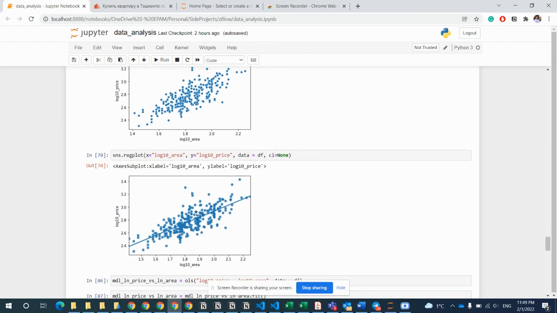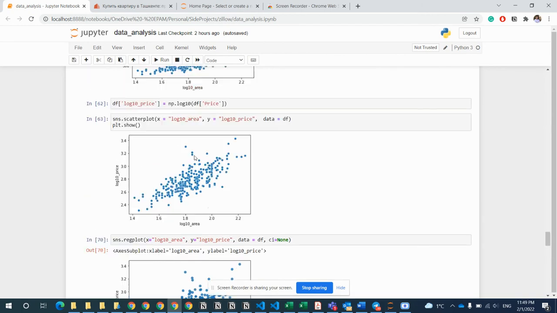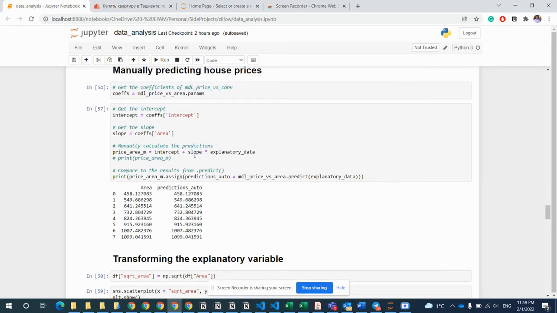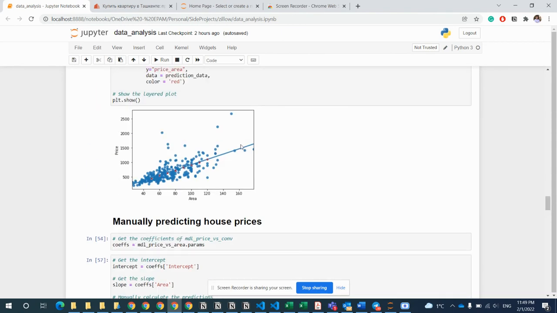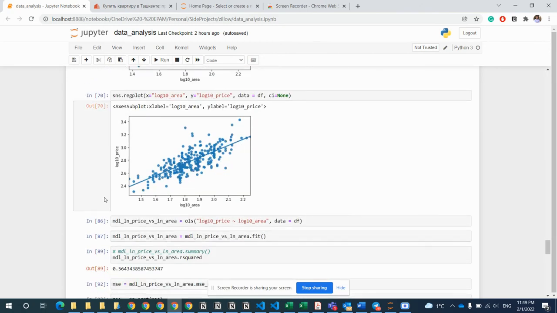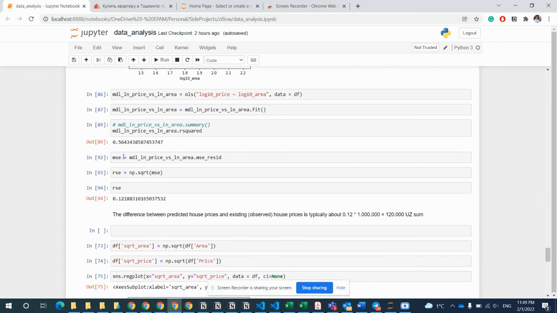Distribution is showing a better fit when I transform the x and y variables. As you can see, if I use just the numbers itself, area in meter square, price in Uzbek sums, it's just showing this fit. But if I use the natural logarithm of y variable and x variable, my line is fitting better, and even r squared is higher. It's not 0.50, it's 0.56. A little bit of improvement in the model.